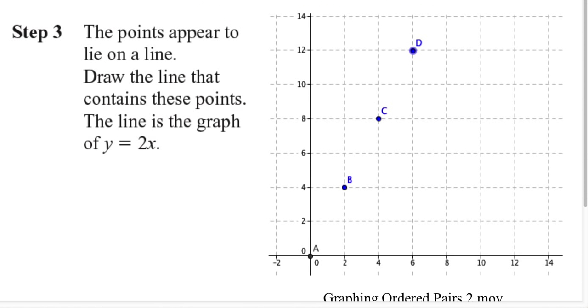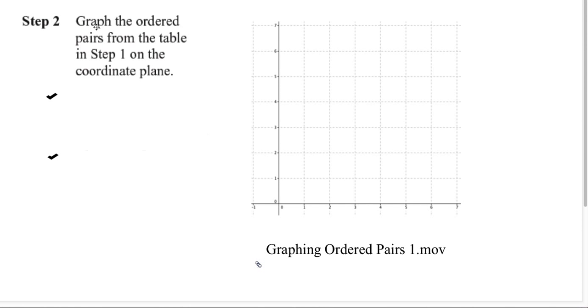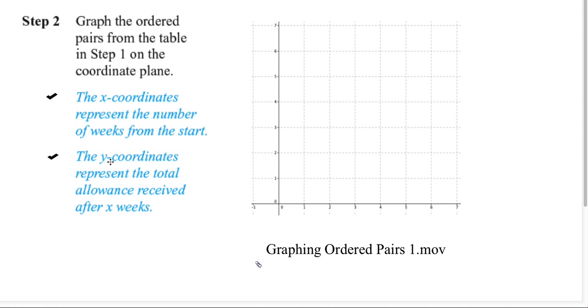Step number 2: graph the ordered pairs from the table in step 1 on the coordinate plane. So first things first, the x-coordinates represent the number of weeks from the start. Remember, that is our independent variable, because the dependent variable would be the total allowance received after x weeks. If you notice, y will always depend on x. Our output will always depend on our input.